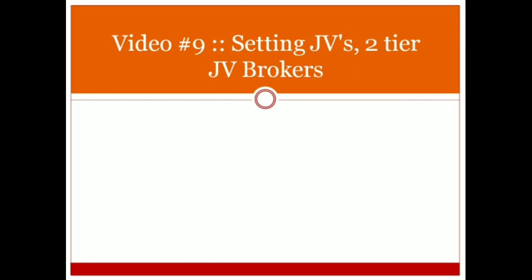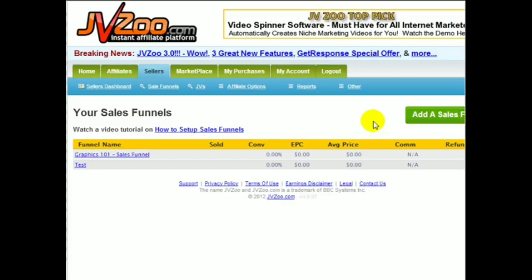And this feature makes JVZoo powerful, because if you think about it, in the olden days, we had to actually manually pay our affiliates or manually pay our business partners. Now it's done at the point of sale, which is very, very powerful. So let me go ahead and go to JVZoo.com and show you exactly how to do this.